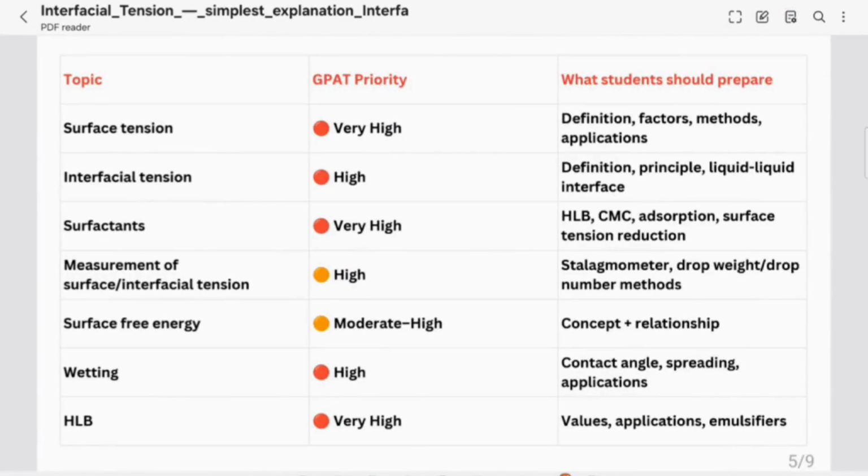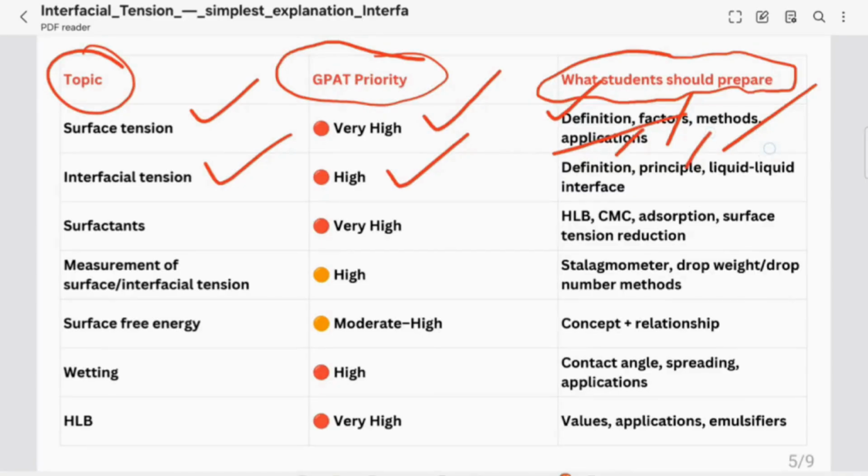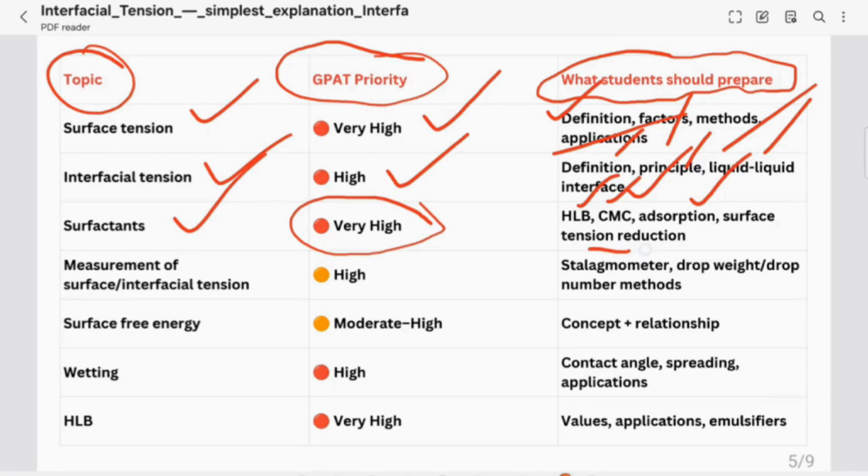So here is a table which contains these headings: topic, GPAT priority, and what the students are supposed to study regarding that topic. The first one is surface tension. It has a high value, and what you study in this topic is definition, factors, methods, and applications. Then interfacial tension, also a very important topic. Here the students are supposed to study definition, principle, and liquid-liquid interface. Then surfactants, which also have high weightage. You are supposed to study HLB, CMC, adsorption, and surface tension reduction.